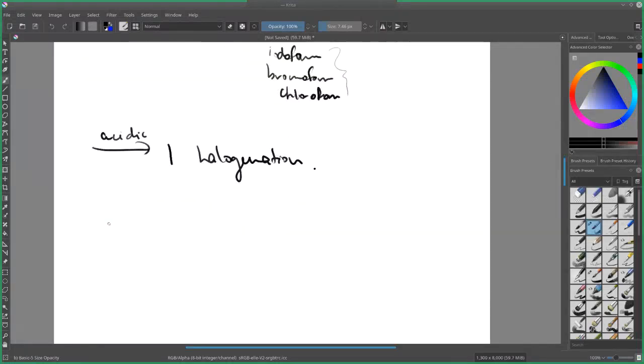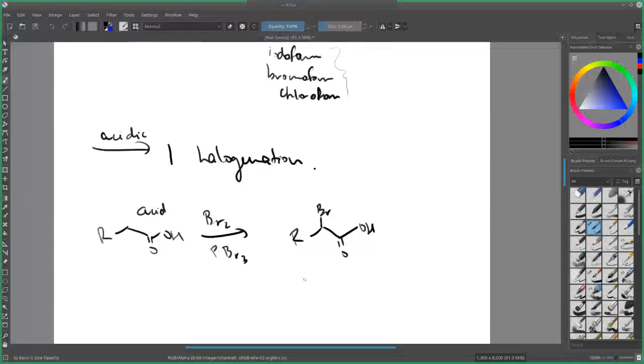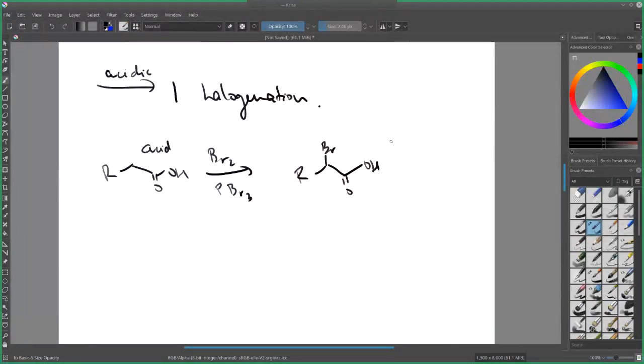Okay. And there's another thing that you can also do, which your professor loves to talk about. So if you use bromine and PBr3 on an acid in particular, then you wind up getting alpha bromination. Okay. So this is the Hell-Volhard-Zelinsky reaction, or HVZ for short.